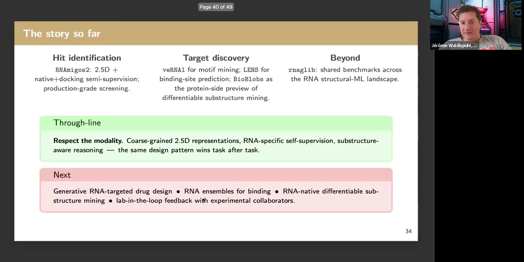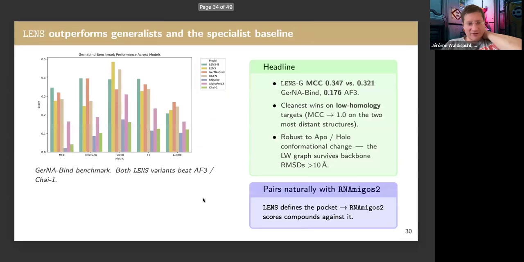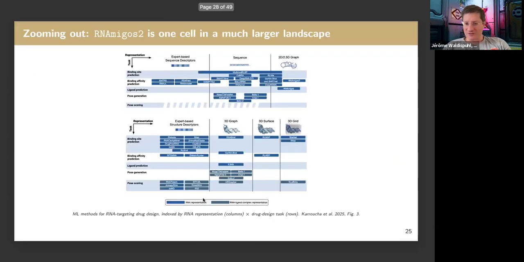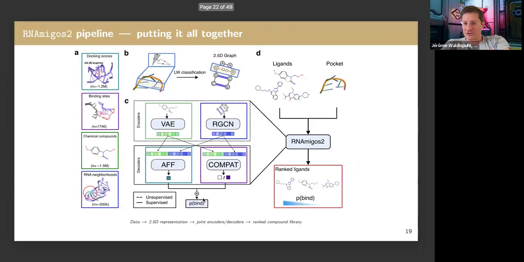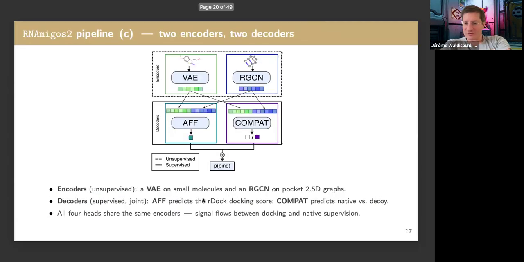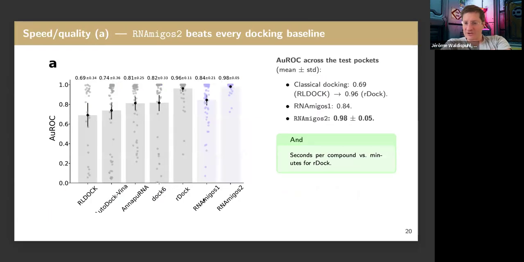Okay, David, so now I guess you read the question. Just read it out loud. So do you have an explanation for how the performance of RNA-Amigos 2 at 0.98 exceeds the performance of RDoc 96, which it was trained on?